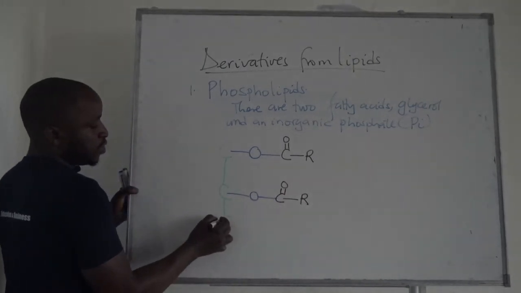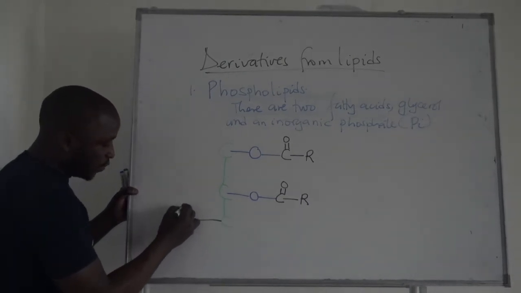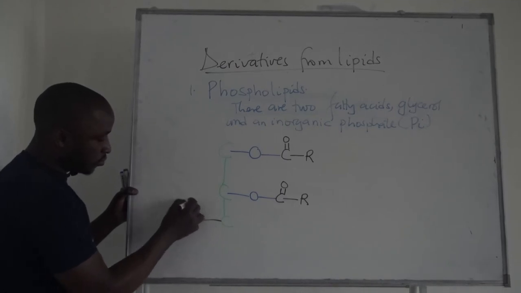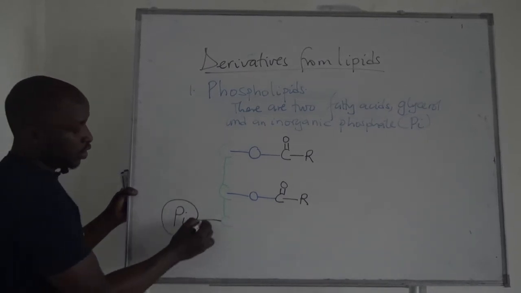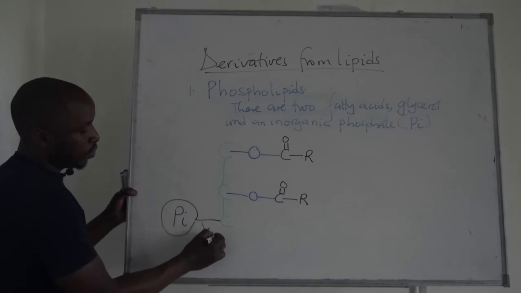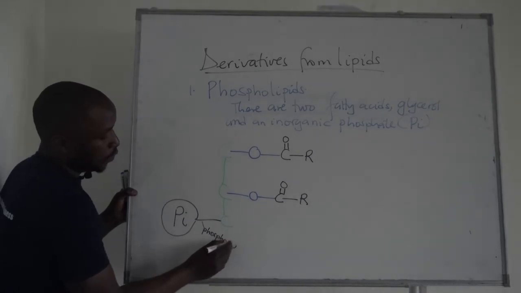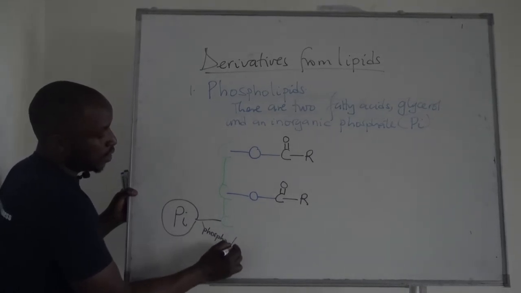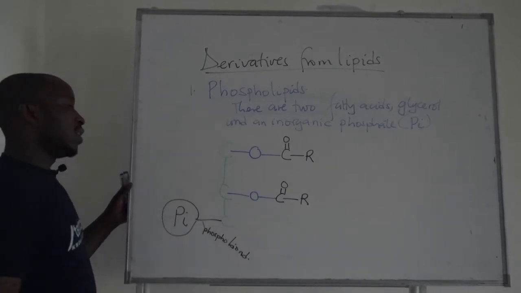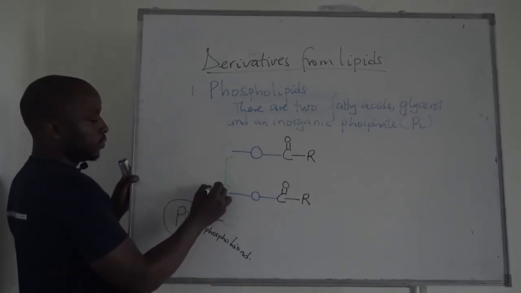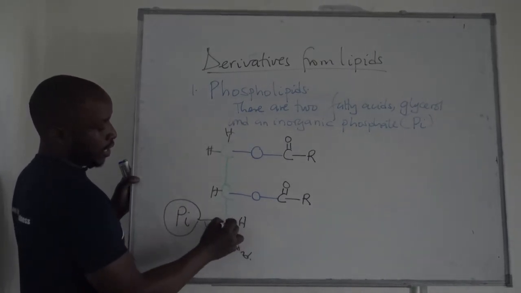Then in this position, we have an inorganic phosphate, Pi, linked there by a phosphate bond. So this bond here will be called a phosphate bond, and it is by a phosphate bond that the inorganic phosphate is linked. So in this way, a phospholipid will look like that.